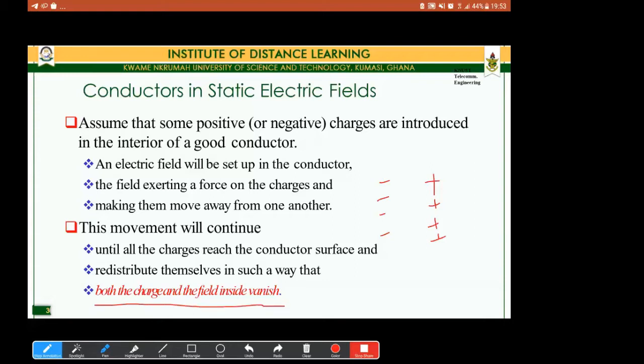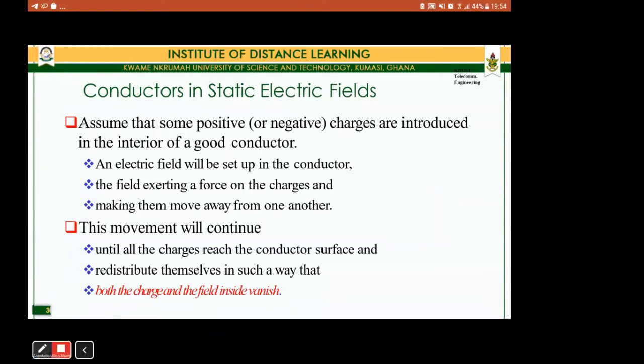In summary, when you introduce a charge inside a conductor, that charge will create a field. That field will exert a force on the positive and the negative charges inside the conductor. So the negative charges or the electrons will begin to drift away until they reach the surface of the conductor, such that inside the conductor another field is created which will counter the original field. And the counter means that the forces exerted on the charges balance, and the charges are on the surface, so inside the conductor there are no charges. And then inside the conductor also, the field will be zero. So that is the condition of the conductor inside an electric field.